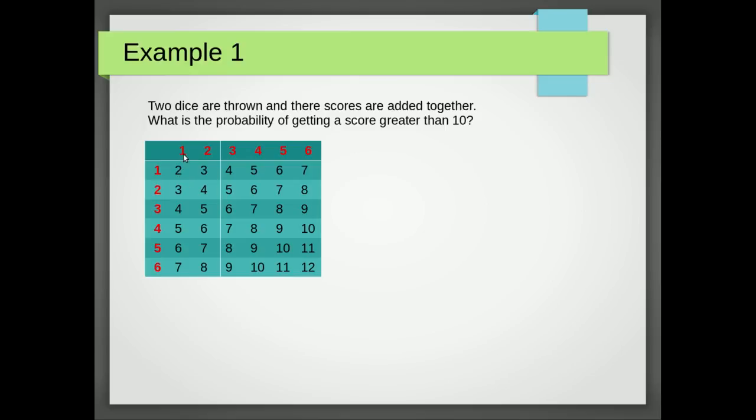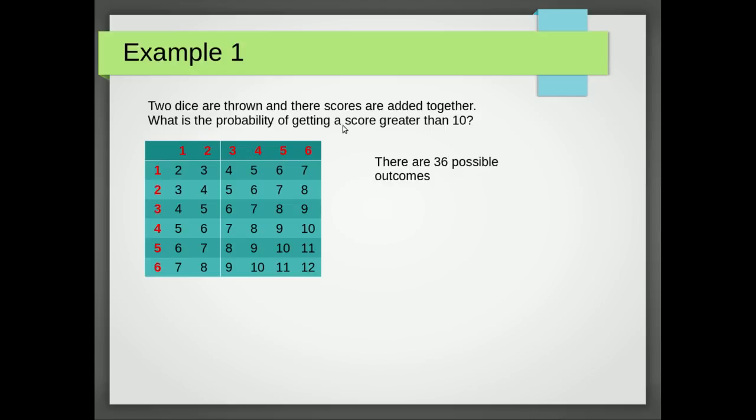So we add the scores together. So we get a 1 on this die and a 1 on this die. When we add them together we get a 2. If we get a 5 on this die and a 3 on this die, they add together, they make 8. So we put them there. And these are all our possible answers. So it's 6 in this direction, 6 in this direction. So that means that overall there are 36 different possible outcomes.